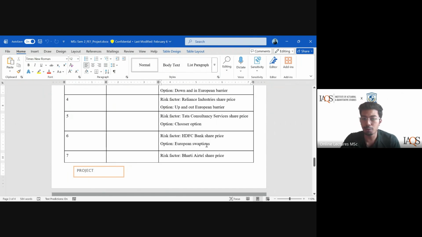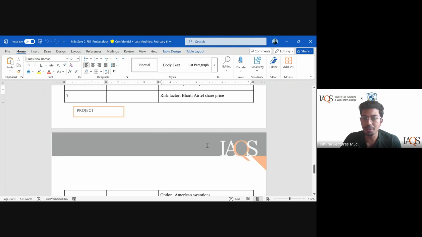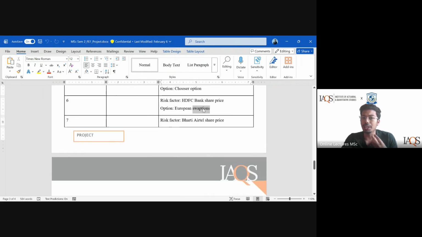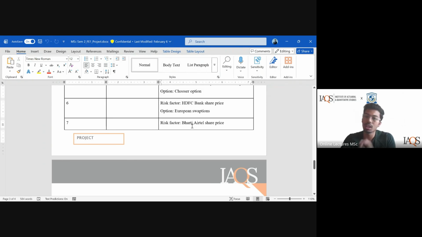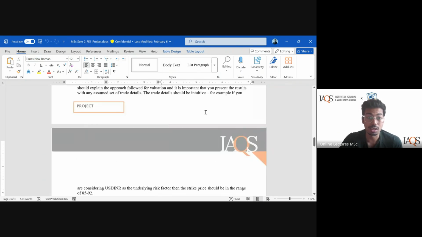Fair enough. Except for people who are going to have swaptions. Swaptions are derivatives which are on interest rates. So whoever gets swaptions, you will assume your risk factor to be any interest rate of your own choice. Whoever gets swaption as part of their group, assume they won't have HDFC and Airtel as their underlying risk factor for options. For swaptions, you'll assume any interest rate of your choice for the underlying asset. Fair enough. That's the second part.